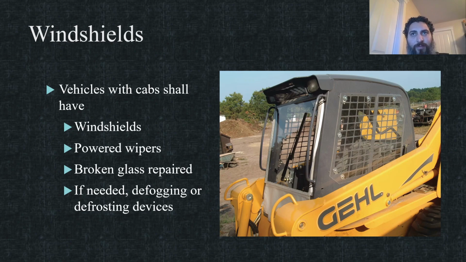Windshields. If your vehicle has a cab, it should be equipped with a windshield. And of course, if you have a windshield, you should have powered wipers. Anytime you have cracked or broken glass, that cracked or broken glass should be replaced. And if you're working in weather conditions that require it, you should have defogging or defrosting devices. And they should always be operable.